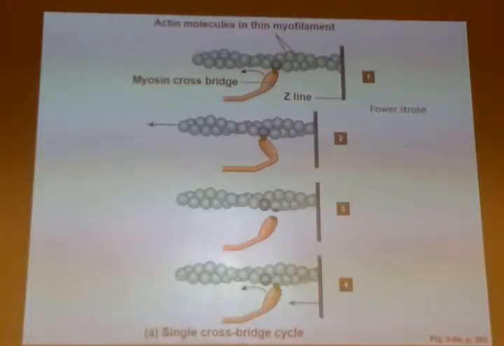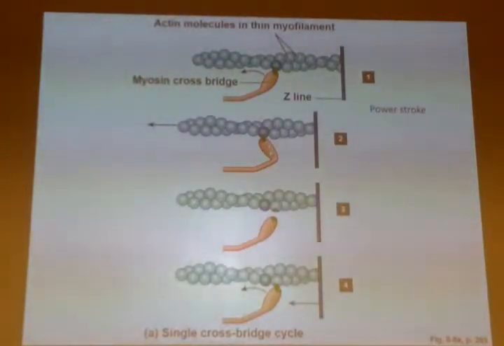Okay, so we come back. Power stroke that pulls the thin filament inward, one globular subunit length past the myosin. So actin, the flexion of the neck region, one globular subunit distance, is pulling the Z disc towards the middle. Myosin stays attached till a new ATP binds.